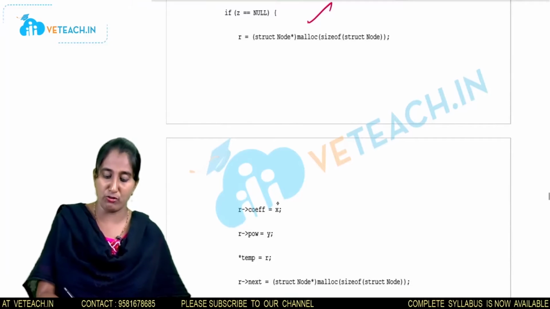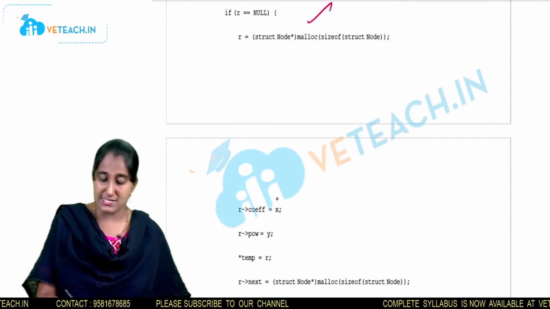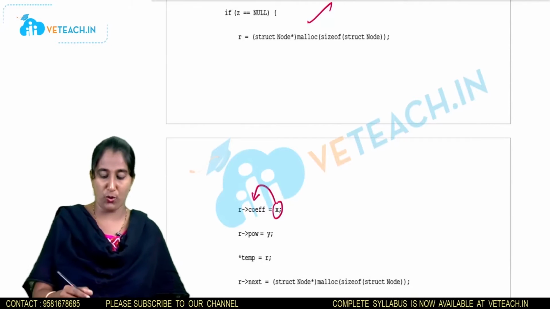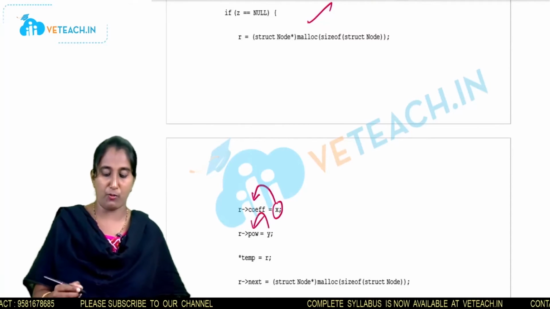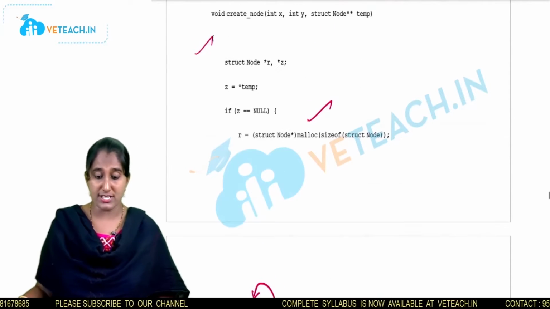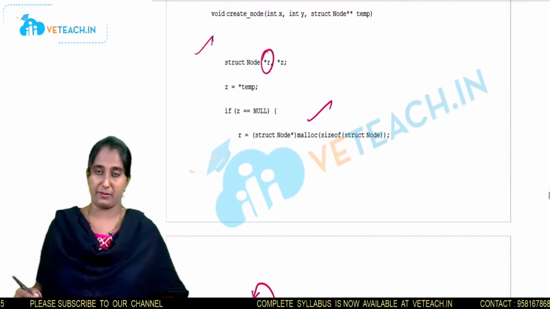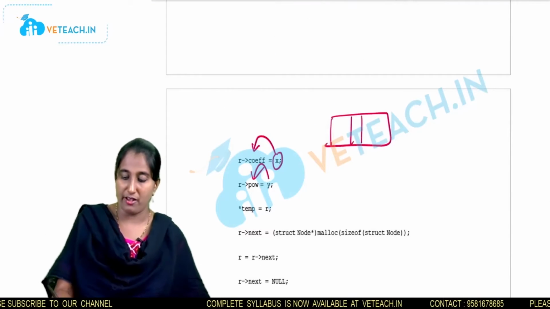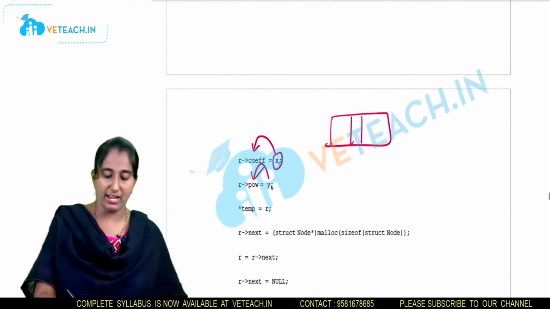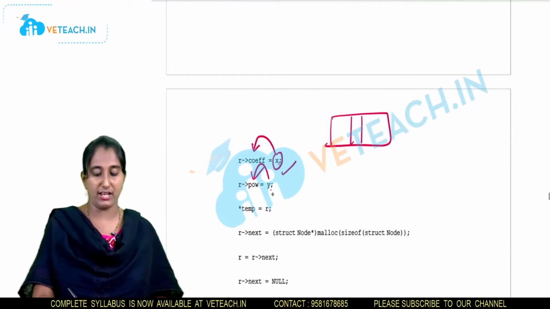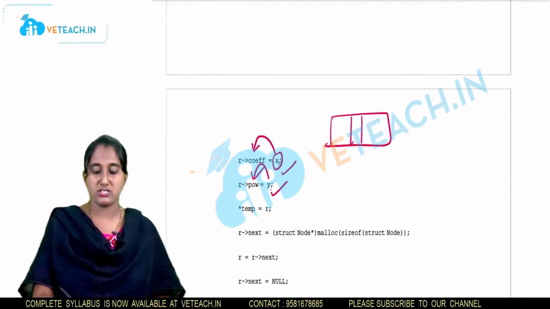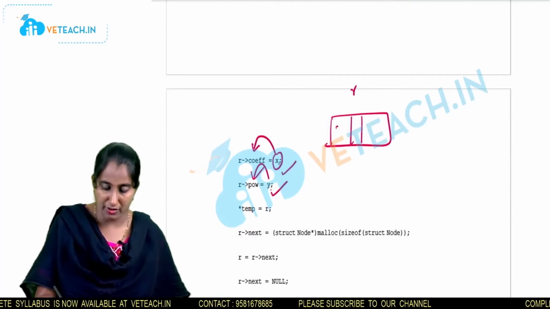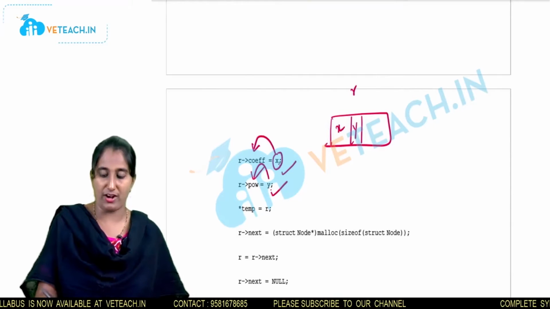Here what we have to do, we have to assign that number. Which number? X to the r points to coefficient and y to the r points to power. What is the pointer here? R. So r is the node, whereas x is the coefficient and y is the exponent. So these two are carried out. Where this is the r, here x is carried and here y is carried.